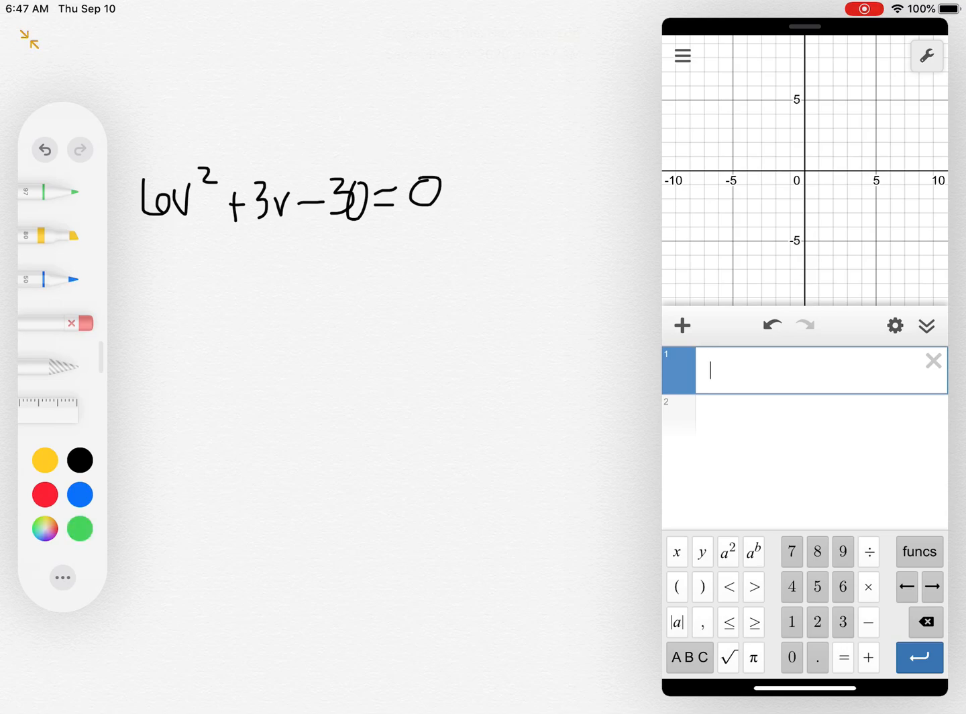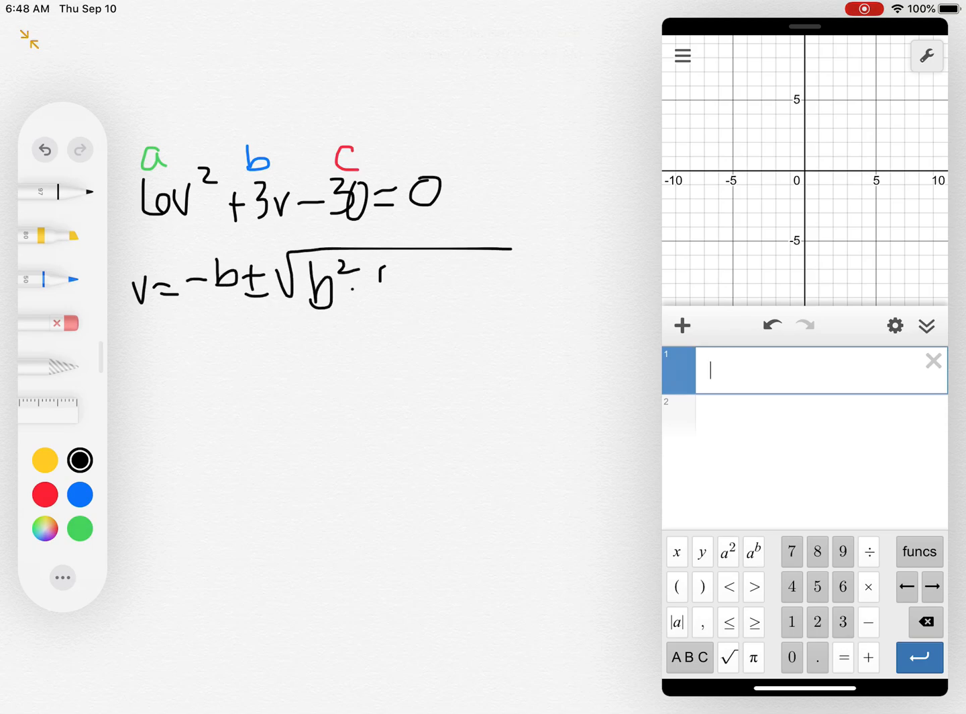A in this problem is 6. It's the number in front of v squared. B in this problem is the number in front of v, which is 3. And c is the number at the end of your equation before the equal sign, which is negative 30. I'm going to do v equals this time just to be consistent. If you wrote x equals every time, I would not count that against you. Okay, there's my formula. Now we can go ahead and plug things in.